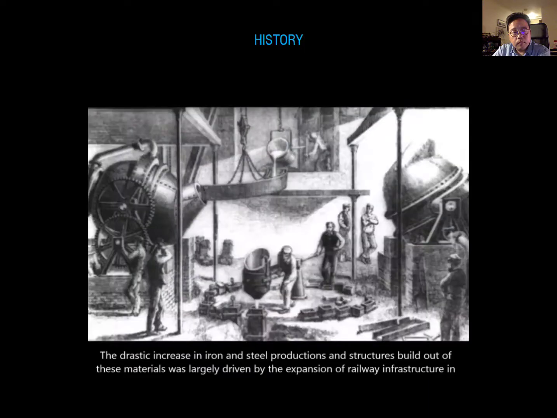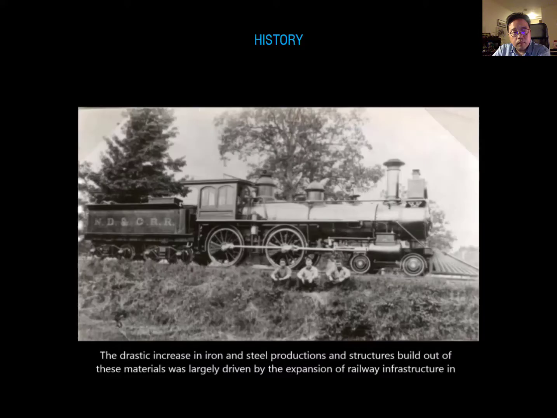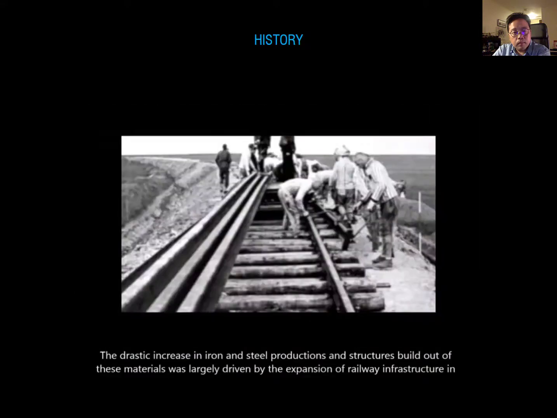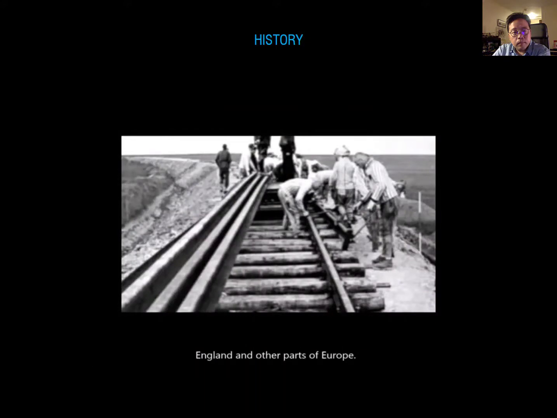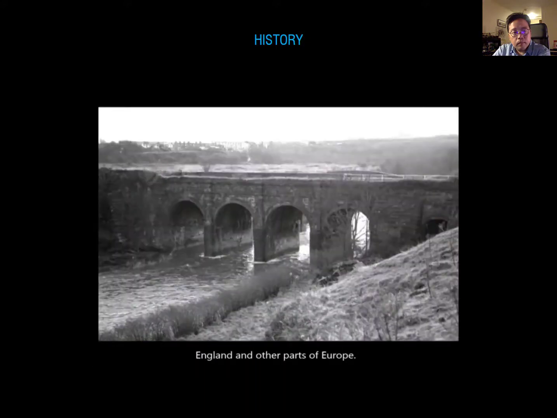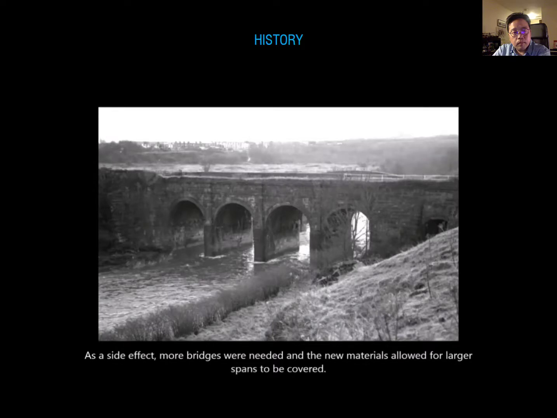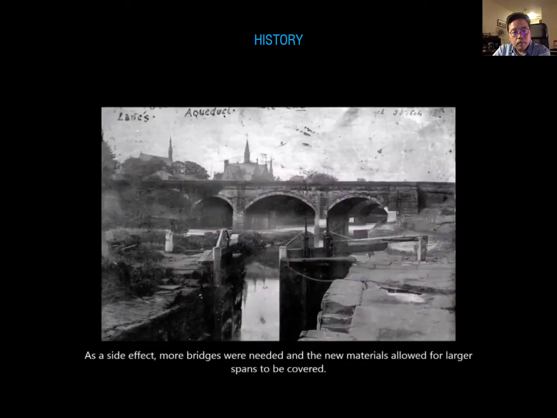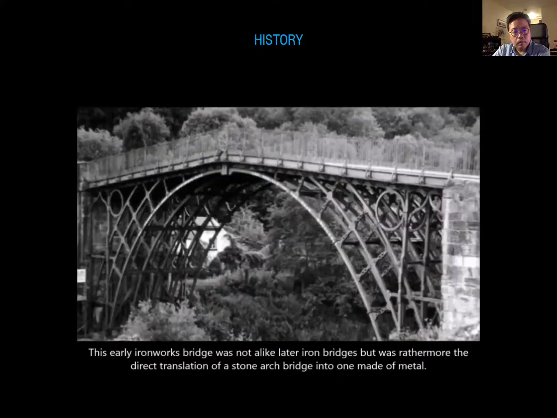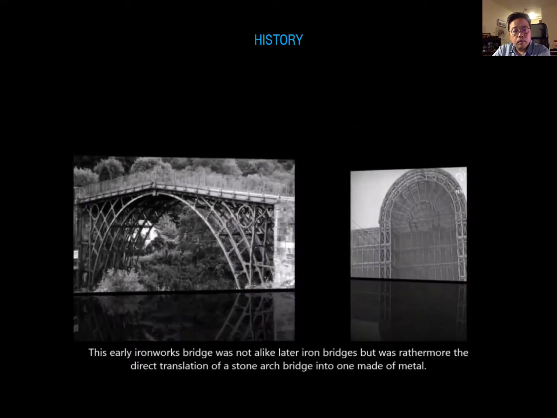The drastic increase in iron and steel production and structures built out of these materials was largely driven by the expansion of railway infrastructure in England and other parts of Europe. As a side effect, more bridges were needed and the new materials allowed for larger spans to be covered. This early ironworks bridge was not like later iron bridges, but was rather more the direct translation of the stone arch bridge into one made of metal.